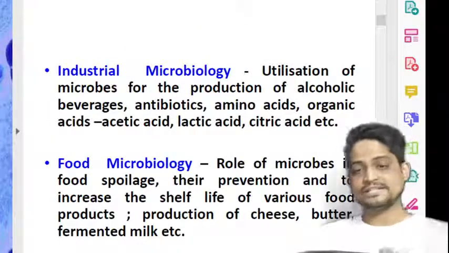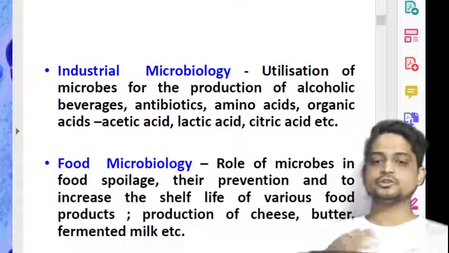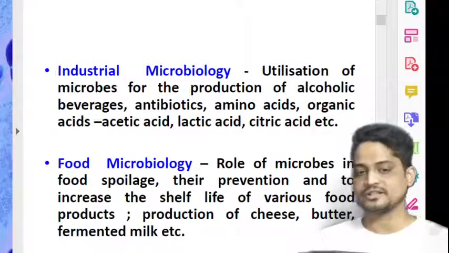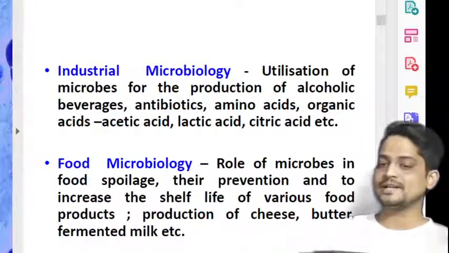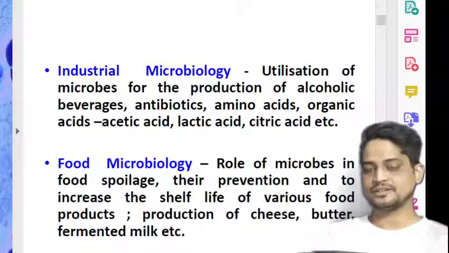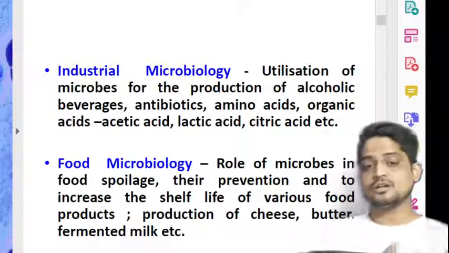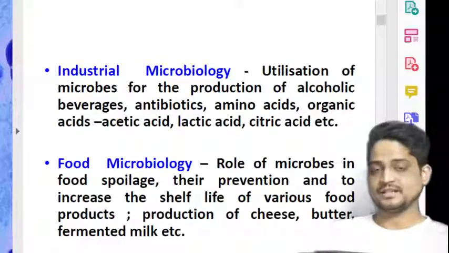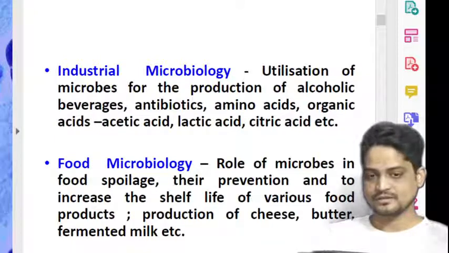When we talk about industrial microbiology, it is the utilization of microbes for the production of alcoholic beverages, antibiotics, amino acids, and organic acids such as acetic acid, lactic acid, citric acid, etc. So it's the commercial production of these acids by industrial microbiology.